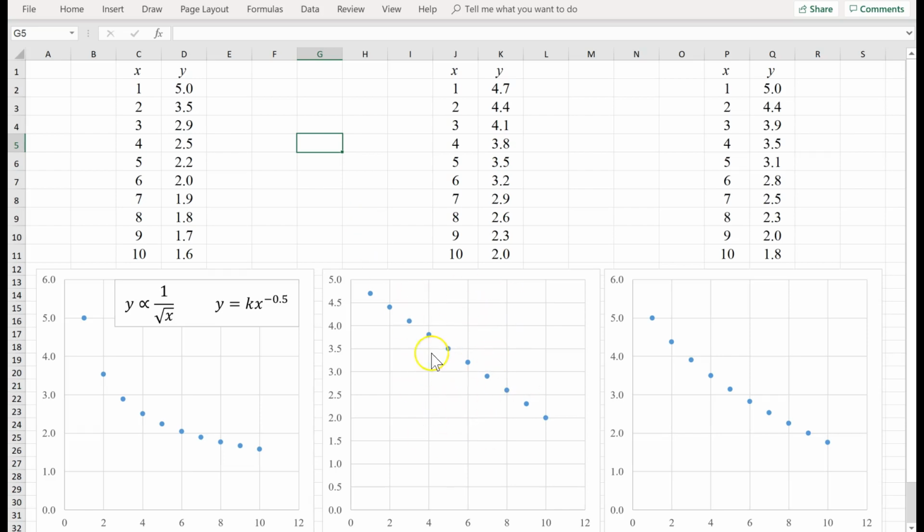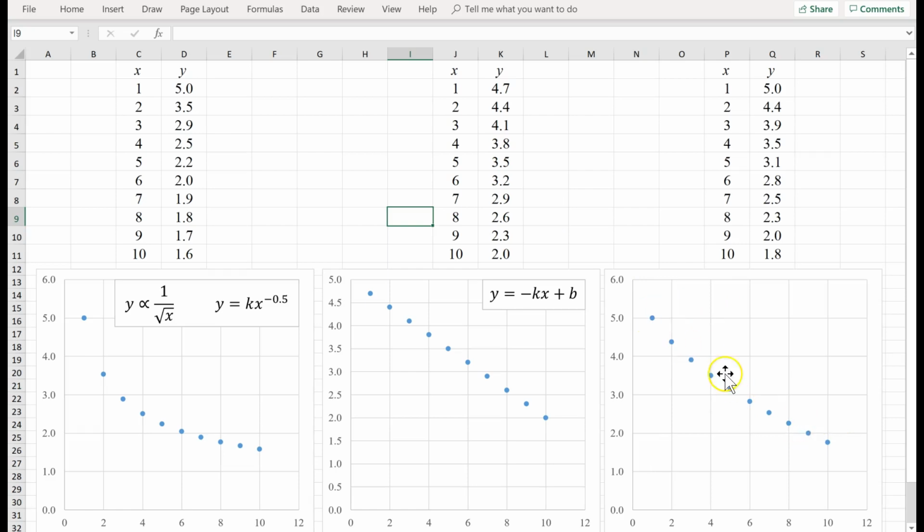What about this one? Where is its decrease coming from? Well, it's not coming from a power on the x. The decrease is coming from a negative slope, some negative constant. We knew we would see slope-intercept form because it's a straight line.